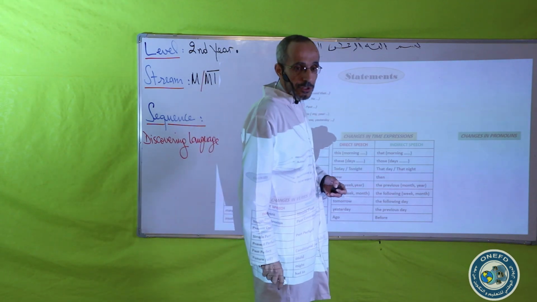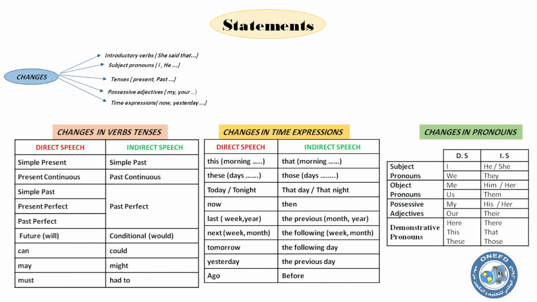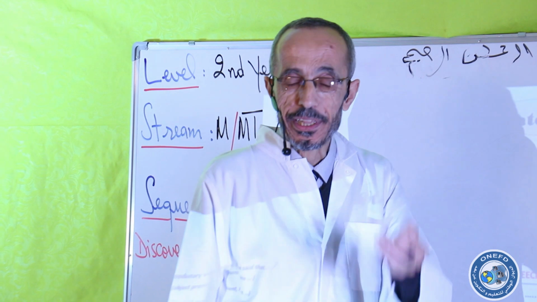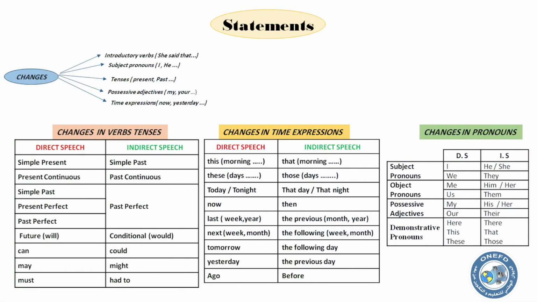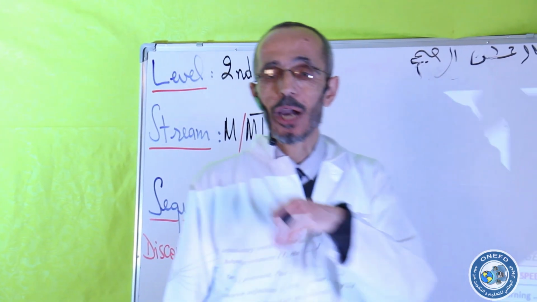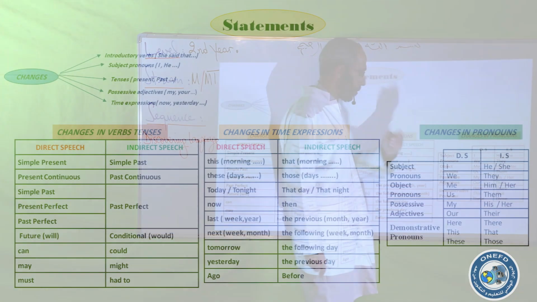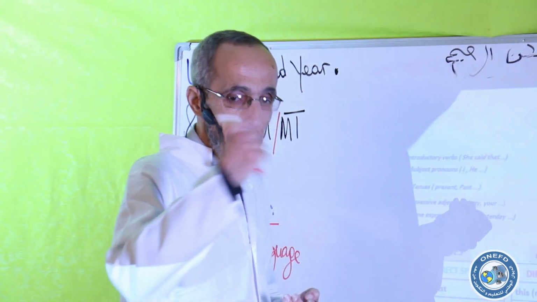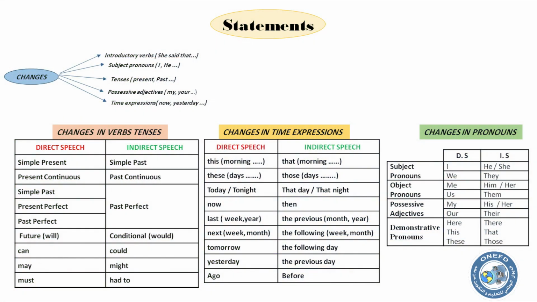What are the changes in pronouns? How do pronouns change? Subject pronoun I in direct speech changes to he or she according to the speaker, if it is a man or woman. We changes to they. For object pronouns, me changes to him or her. It's always according to the speaker, either it is a man or woman. Us changes to them. For possessive adjectives, my changes to his or her. It depends if it's a man who is talking or it's a woman. Our changes to their.